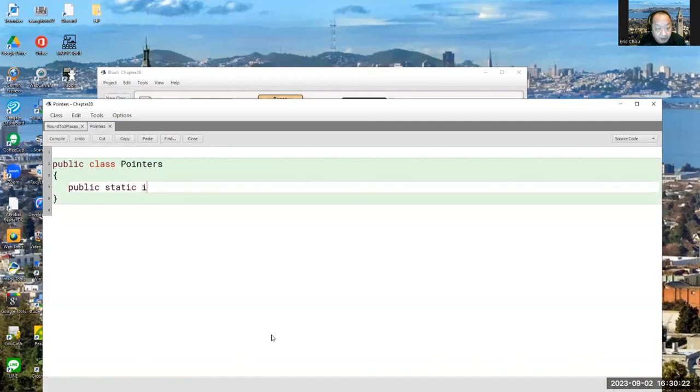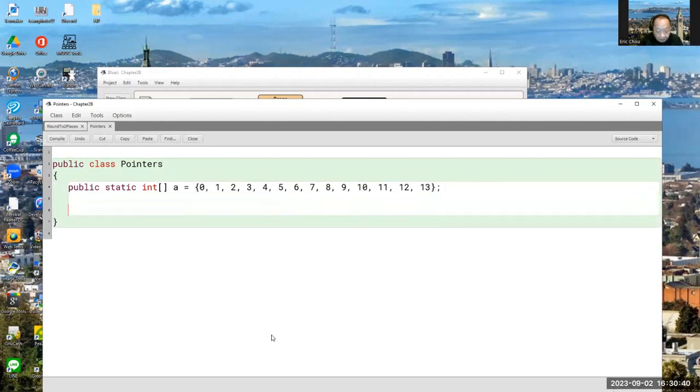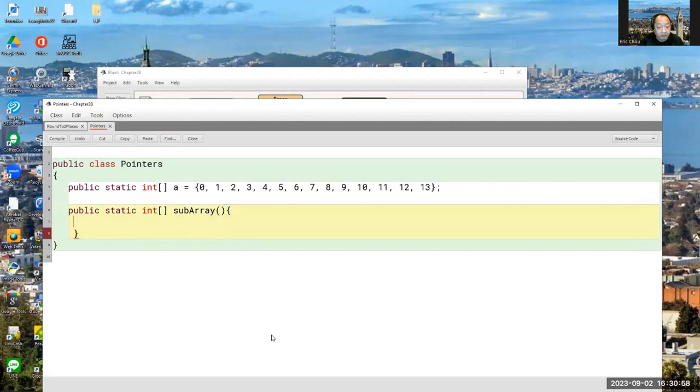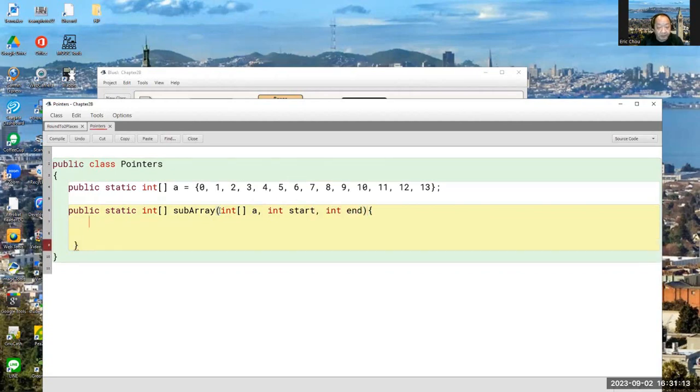So public static integer array A equals 0, 1, 2, 3, 4, 5, 6, 7, 8, 9, 10, 11, 12, 13. Let's assume that we do have an array like that. It's very simple. Now we do have, actually this one static, let's call it integer array subarray. So we want to get a subarray. What subarray? We take this array A, and we will get the array from the starting index to the ending index. Is that okay?